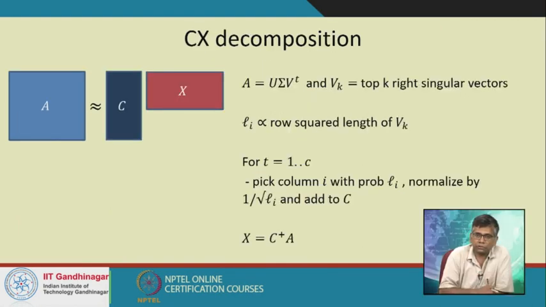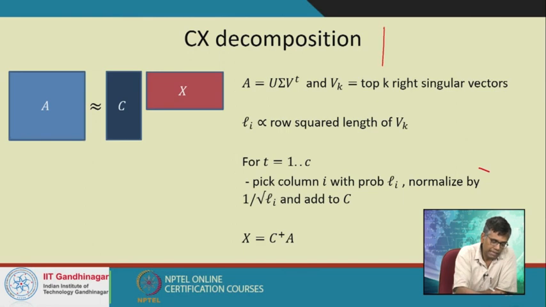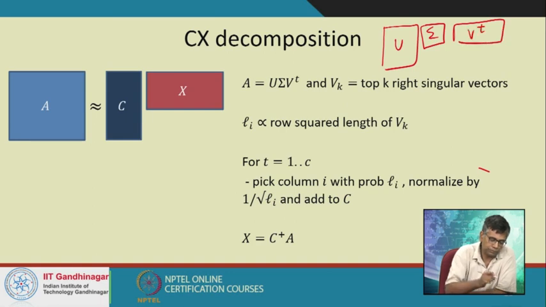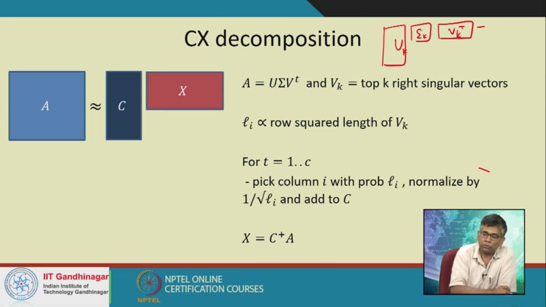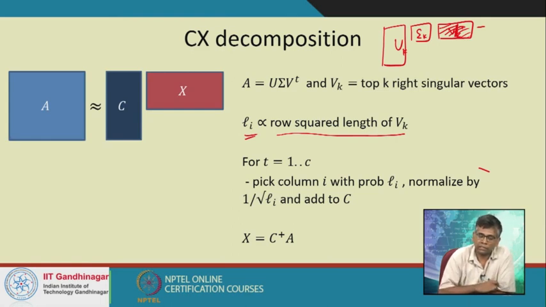In order to do the CX decomposition, here is what we will do. We'll first decompose A as U sigma V transpose, and then we will take the top rank k U and V, so it will be a thin SVD. Now we'll define the Li's. Because we want to sample columns of A, we will look at V transpose instead of U. We will take the row squared length of Vk, or the column squared length of Vk transpose, and that will give me the corresponding leverage scores.